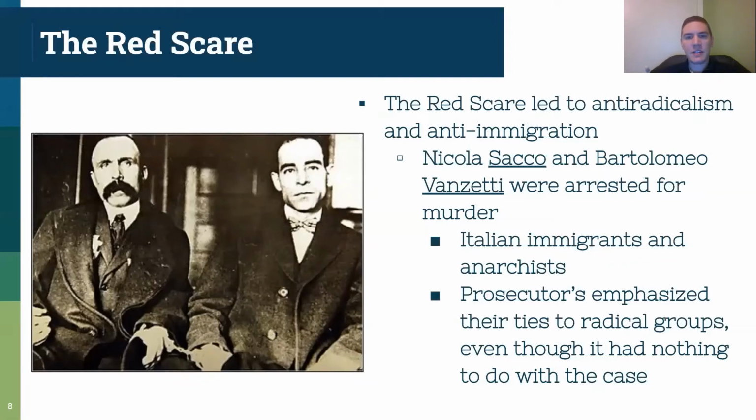One of the cases is Sacco and Vanzetti, who were arrested for murder. They were Italian immigrants. They were also anarchists. And in the court case, the prosecutor talked about how they were tied to radical groups and that they were anarchists. That has nothing to do with whether they murdered somebody or not. And this became a huge case, not only in the U.S. but around the world, of what the United States was doing to immigrants.